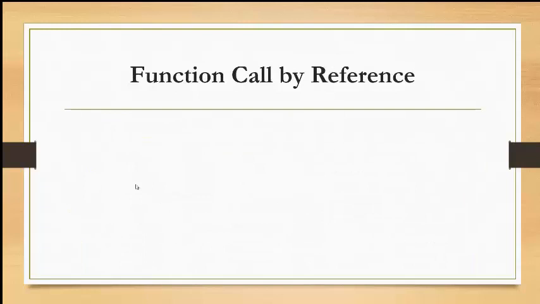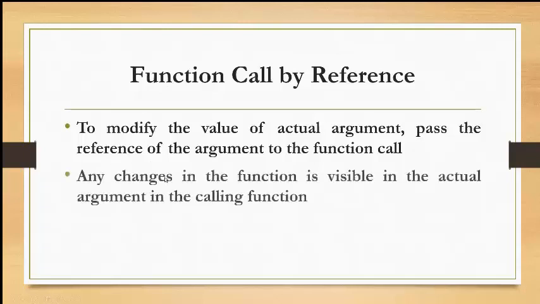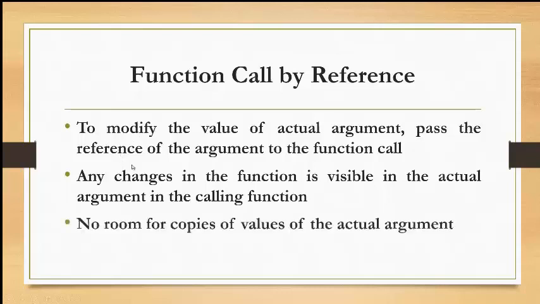As I told you, in call by reference, if you want to modify the actual argument value, then we can pass the reference of the argument to the function call. When I say reference, it speaks about the address of the argument. So any changes in the function are visible in the actual argument in the calling function. Once we touch the particular address, any changes to that value take place directly in the address itself. So there is no scope for copying the value of the actual argument.